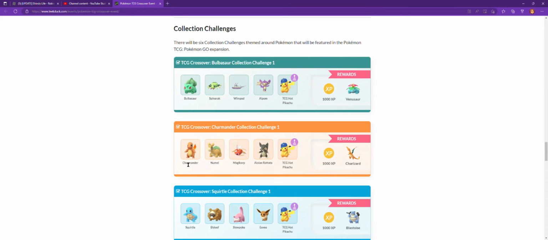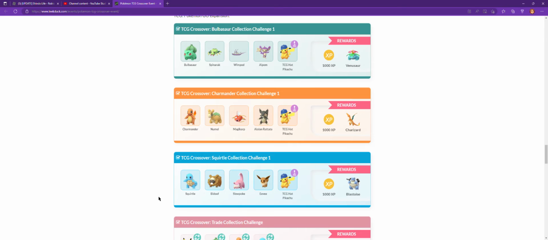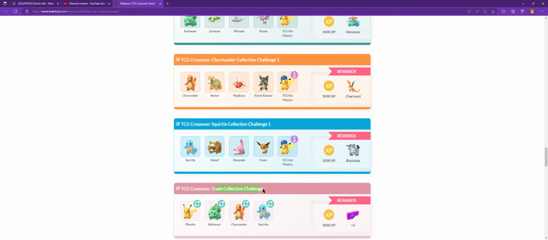For our next challenge, you had to catch a Charmander, Numel, Magikarp, Alolan Raticate, and the TCG had Pikachu. You got rewarded with 1,000 XP and a Charizard. And then you needed to catch a Squirtle, Bidoof, Slowpoke, Eevee, TCG had Pikachu, and you got rewarded with 1,000 XP and Blastoise.